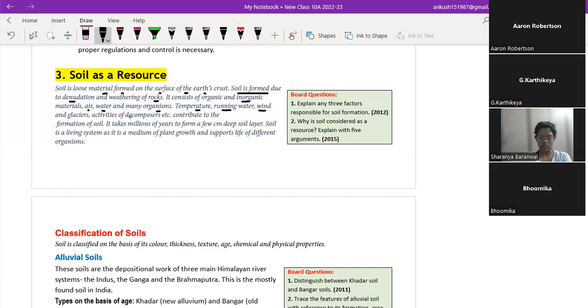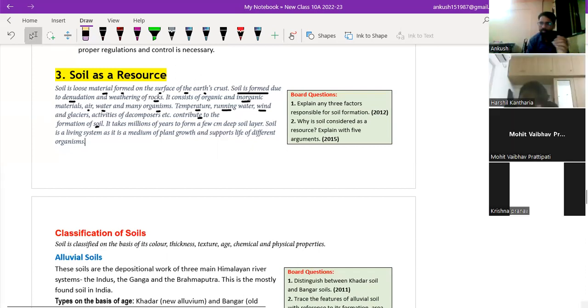Temperature, running water, wind, and glaciers, activities of decomposers, etc., contribute to the formation of soil. Lots of factors are contributing to the soil formation. Are you getting it? Okay.